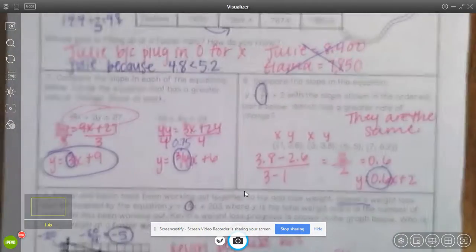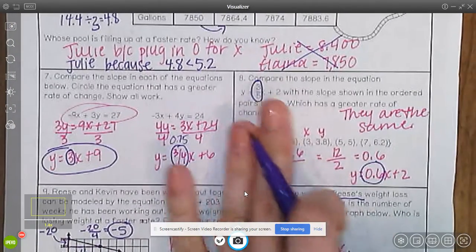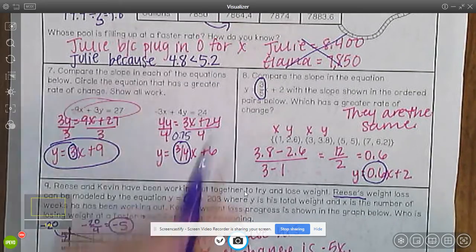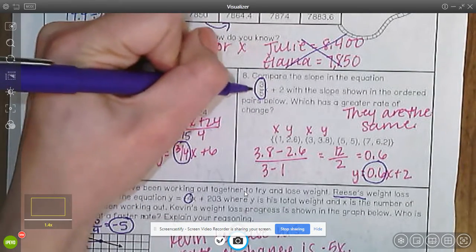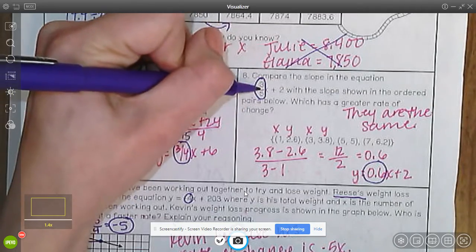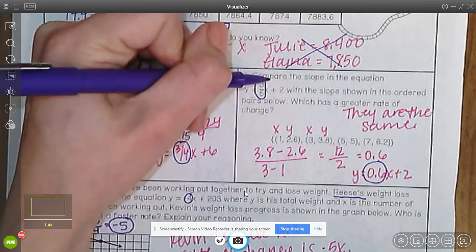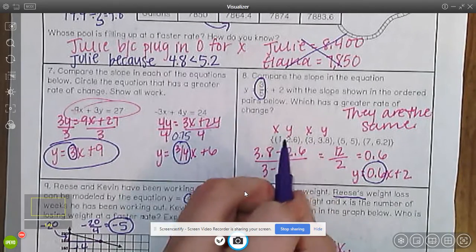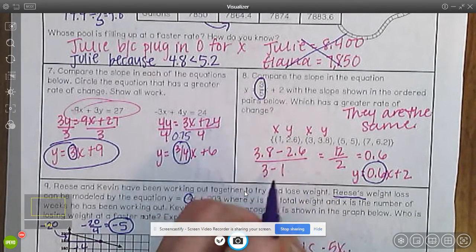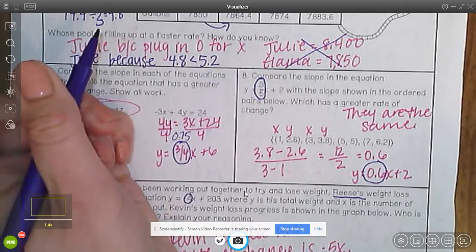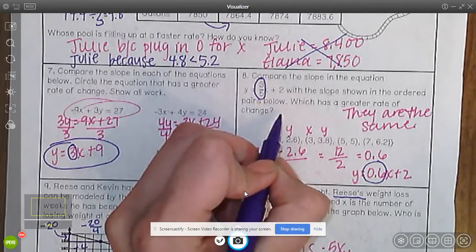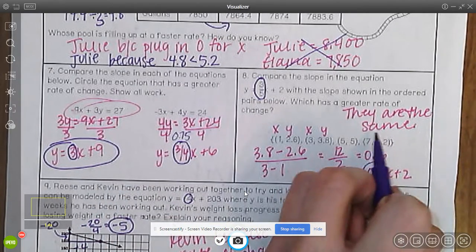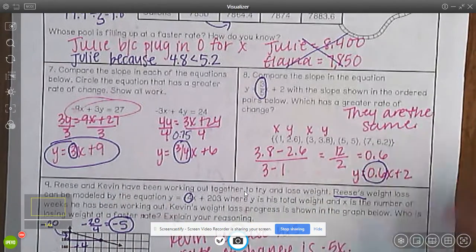Okay, question 8. Compare the slope in the equation with the slope shown in the ordered pairs. What has a greater rate of change? So in this equation, y equals mx plus b, where m is the slope, it's 3/5. Again, we see here y minus y over x minus x gives you a slope of 0.6. Well, 3/5, or 3 divided by 5, and 0.6 are equivalent. So they are the same. They have the same slope.